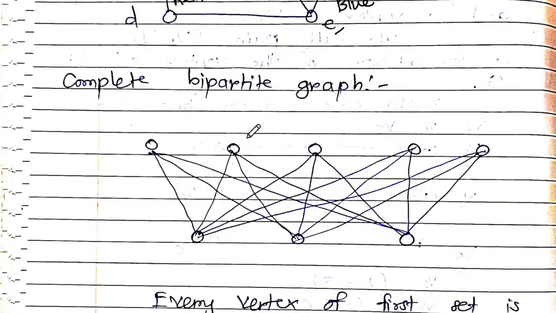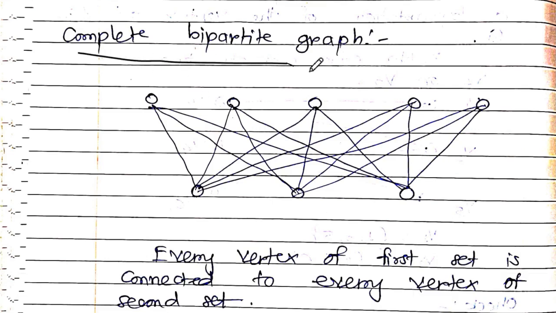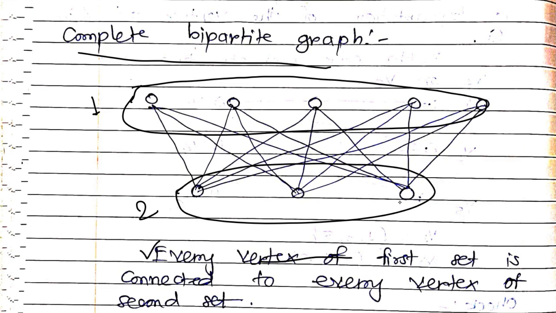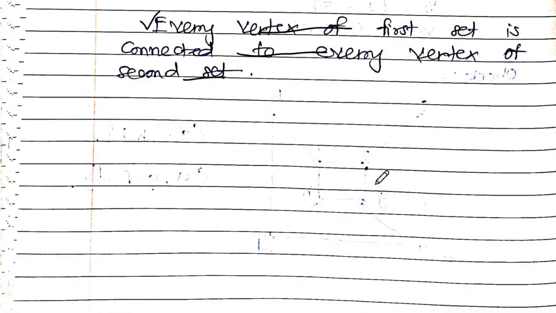Okay, next is the complete bipartite graph. In a complete bipartite graph you will find every node is connected to every node in the other set. So suppose this is the first set, this is another set. You will find every node in set 1 is connected to every node in set 2. So every vertex of the first set is connected to every vertex of the second set. So it is called a complete bipartite graph.